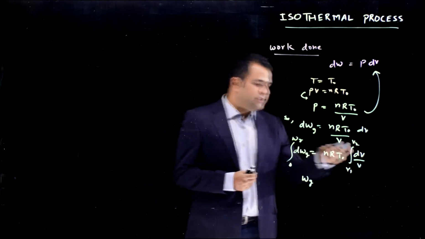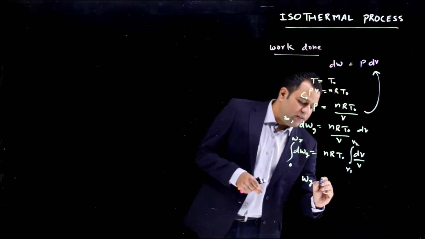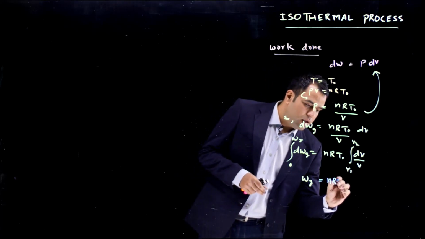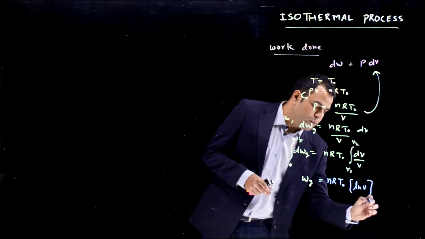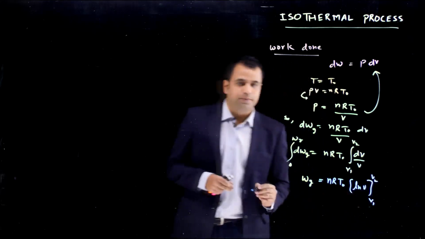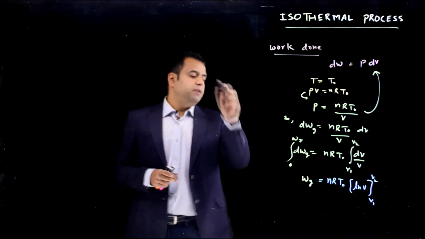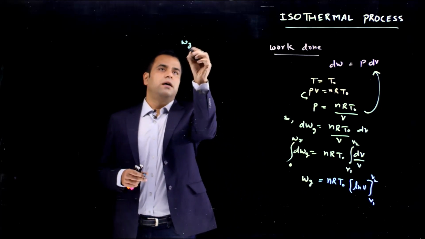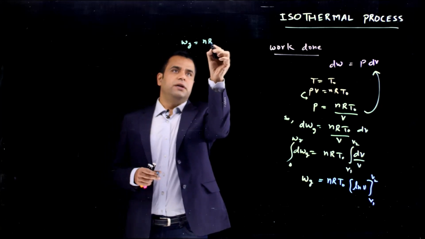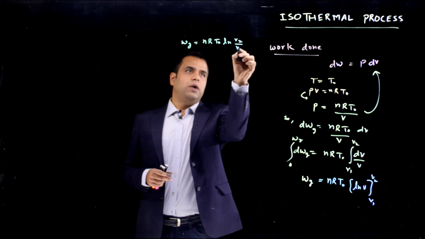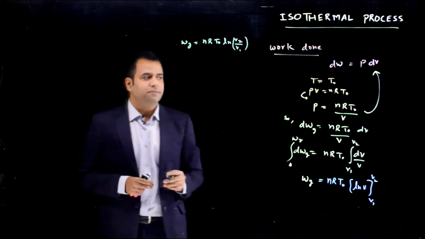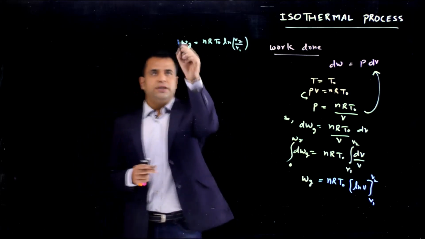And if I integrate dV upon V, it will give me a log function, which is ln V, where we have to put the limits V1 and V2. On putting the limits, W will be equal to nRT naught ln V2 upon V1. Okay, so this is the work done.